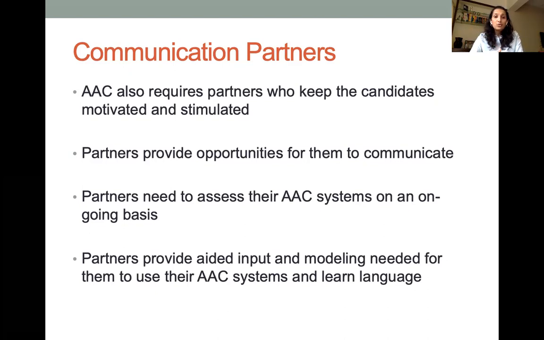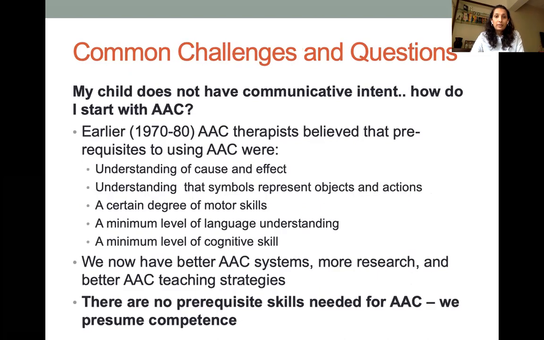Okay, the partners need to assess the AAC system on an ongoing basis. They need to keep modifying it as the individual's needs and abilities change. Partners provide aided input and modeling needed for them to use the AAC systems, and I will come to what is modeling later on.